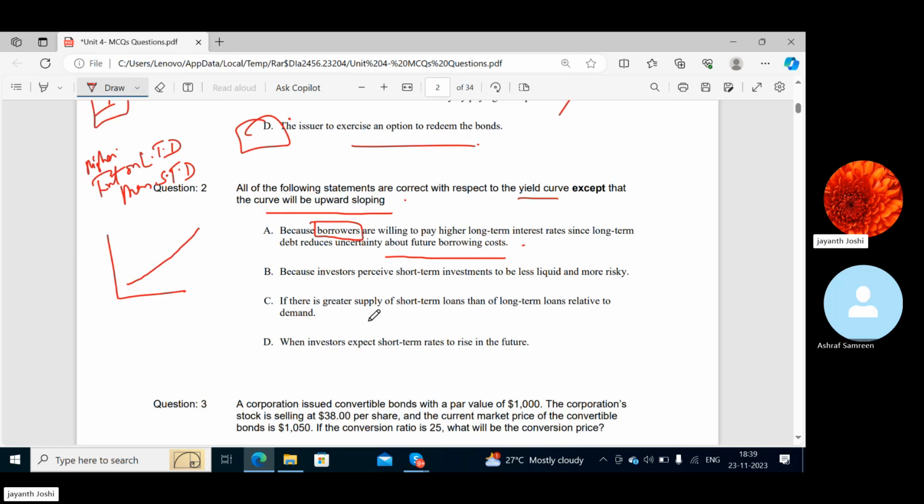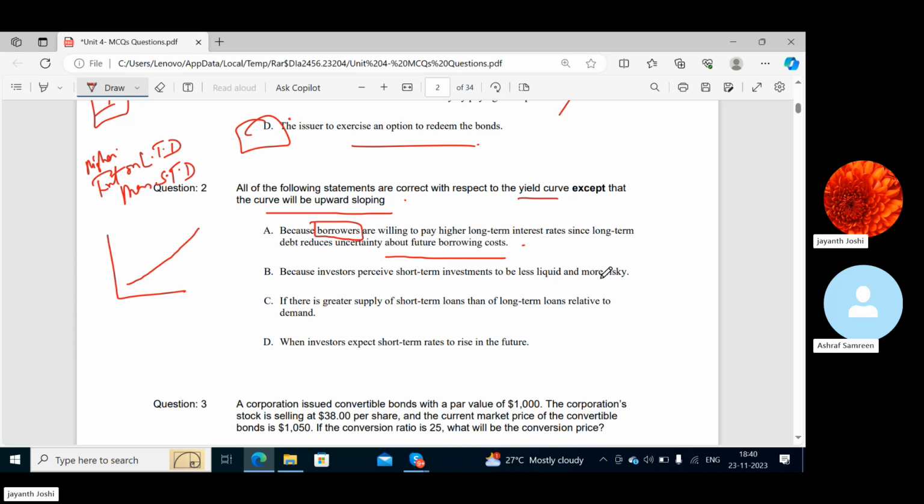Right. Because investors perceive short-term investments to be less liquid and more risky. The term structure of interest rates is the relationship between yield to maturity and time to maturity. Whatever the interest rates, short term and long term, what you see is nothing but the relationship between yield to maturity and time to maturity. Yield to maturity is what you get if you hold the bond till maturity. Yes. A yield curve that is upward sloping indicates short-term interest rates are lower than long-term rates. Correct?